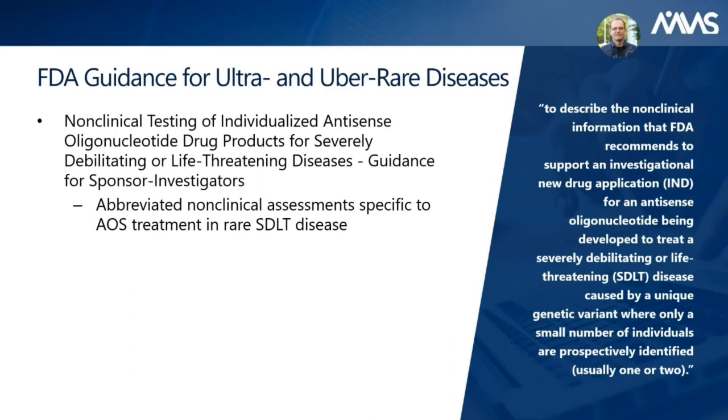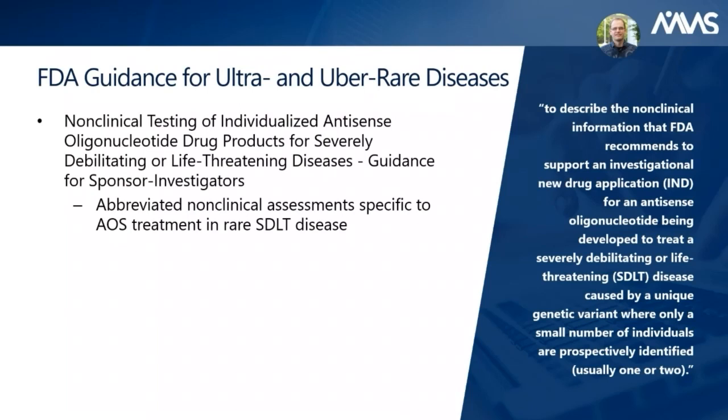The first and most recent guidance is the development of individualized antisense oligonucleotide drug products developed to treat severely debilitating or life-threatening diseases that are caused by unique genetic variations where only a small number of individuals are prospectively identified. Or as the guidance states, usually one or two. This guidance is particularly exciting as it is directed specifically to those doing research on those very rare indications and outlines basically, here's what you need to do or get done in order to get into the clinic.